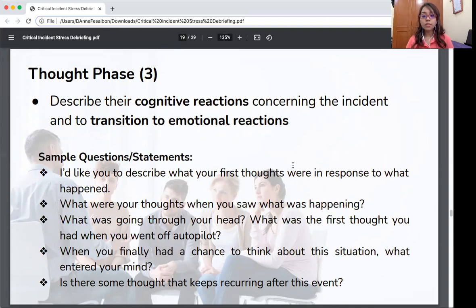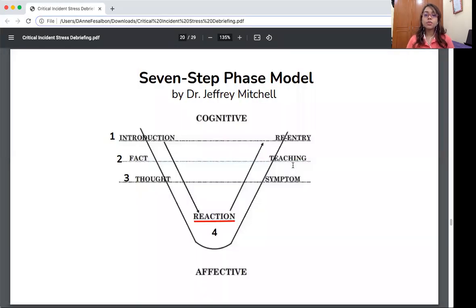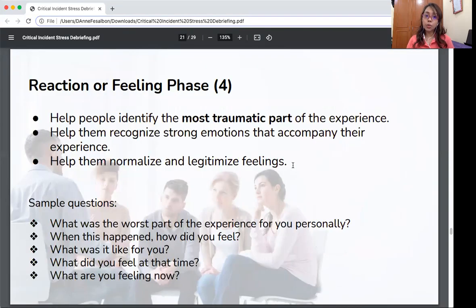What was the first thought you had when you went off autopilot? When you finally had a chance to think about the situation, what entered your mind? And is there some thought that keeps recurring after this event? So basically, you're just going to be focused on what their thoughts were, and maybe also what their thoughts were before the event happened. Okay, now we move on to the fourth phase, which is the reaction or feeling phase.